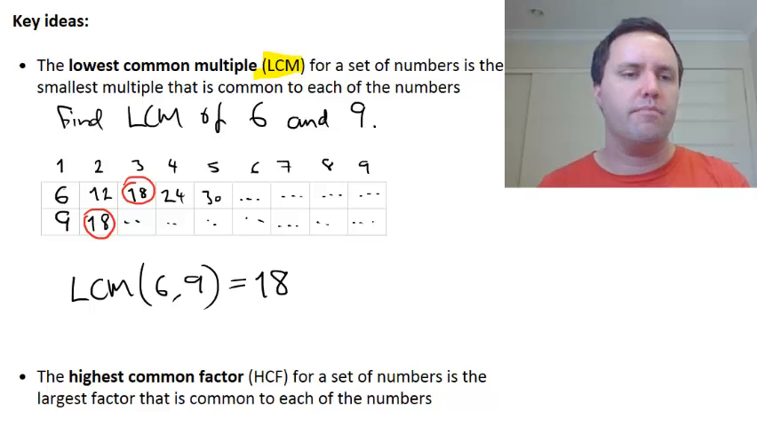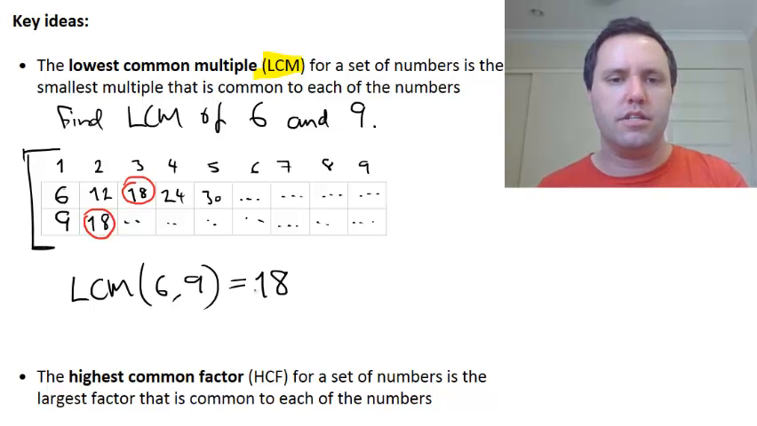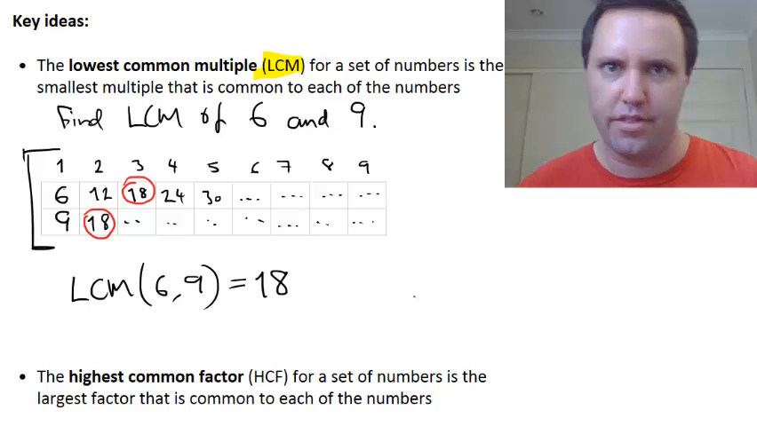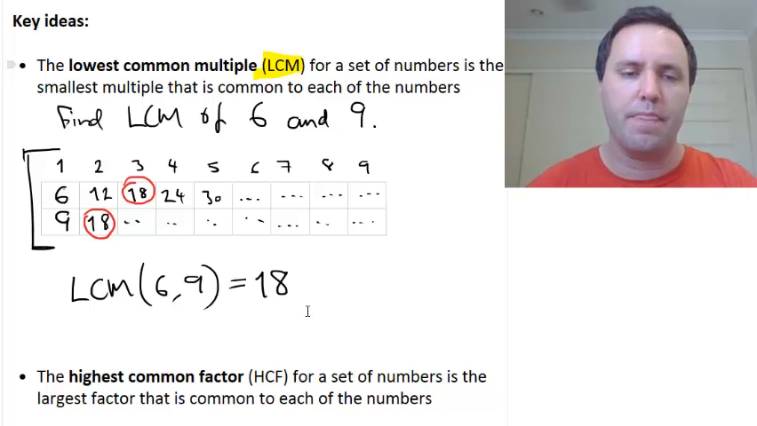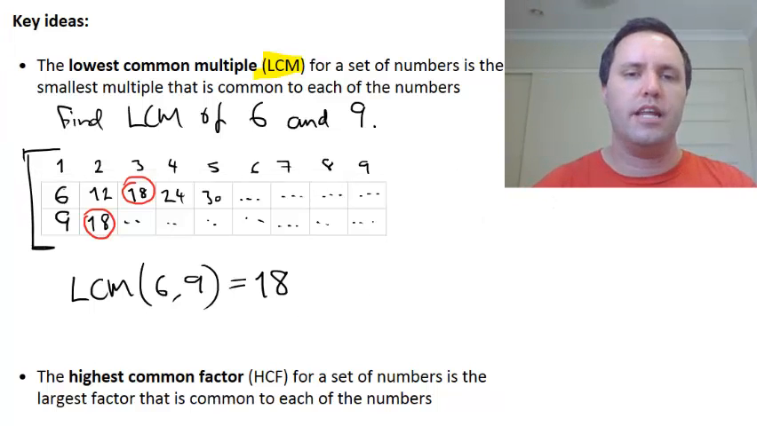I really recommend and want you to draw this little table up. It just has to be really quick. Don't use rulers and stuff, just quickly scratch it out. Okay, so I really want you to be setting out your lowest common multiple work like that.